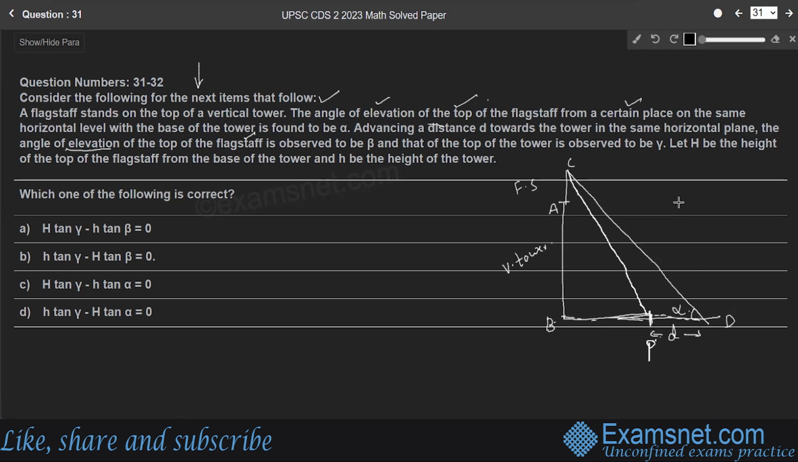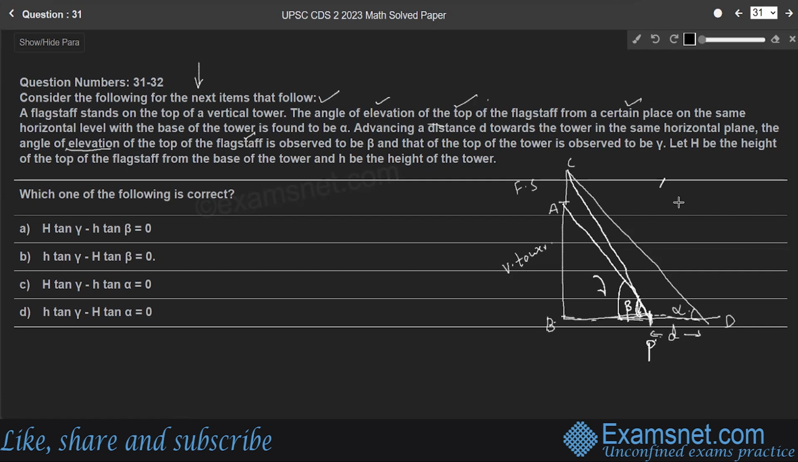So this angle of elevation is beta, right? And the top of a tower is observed as gamma, right? So top of a tower is A. So angle of elevation of top of the tower is gamma, right? Top of the flagstaff is beta, top of the tower is gamma, right?